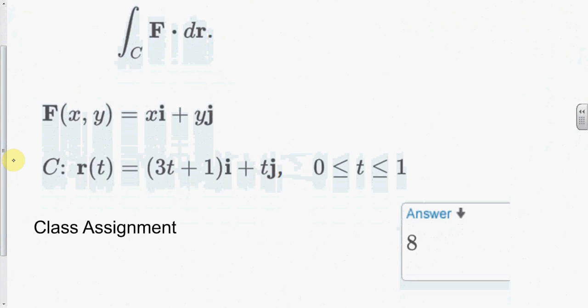What does it mean when the work is negative? It's a good question. What does that mean? I may ask that question on the test. That's a good question. It means it's negative.